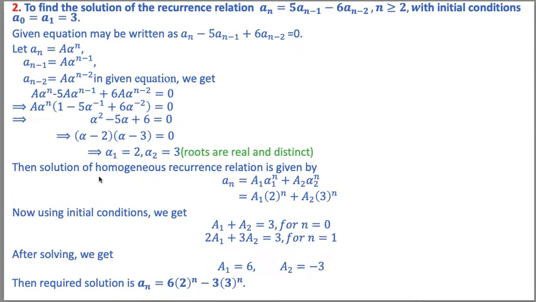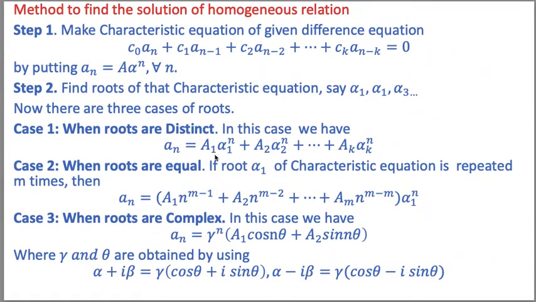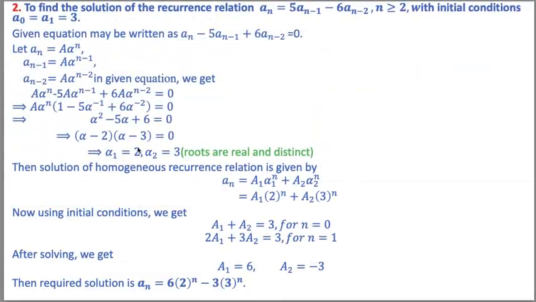Now the solution of the homogeneous recurrence relation is given by an equal to a1 alpha 1 raised to power n plus a2 alpha 2 raised to power n, which we had discussed here. An is equal to a1 alpha 1 raised to power n plus a2 alpha 2 raised to power n plus ... ak alpha k raised to power n when the roots are distinct. So here we have two roots and these are different, so we get this value.